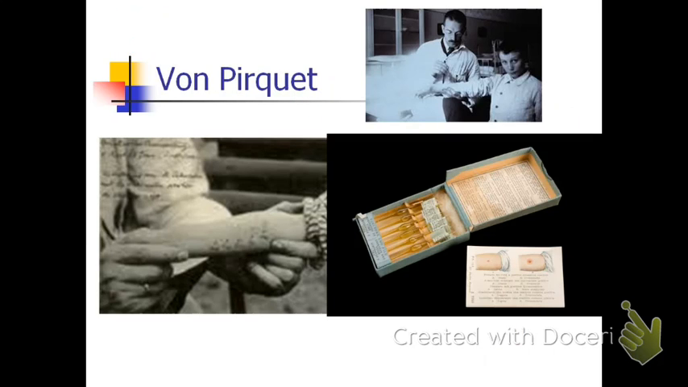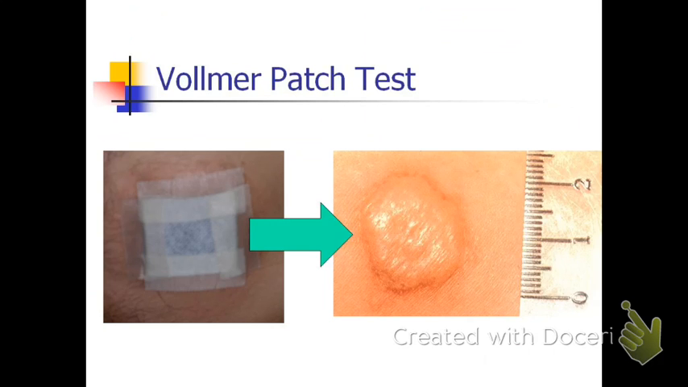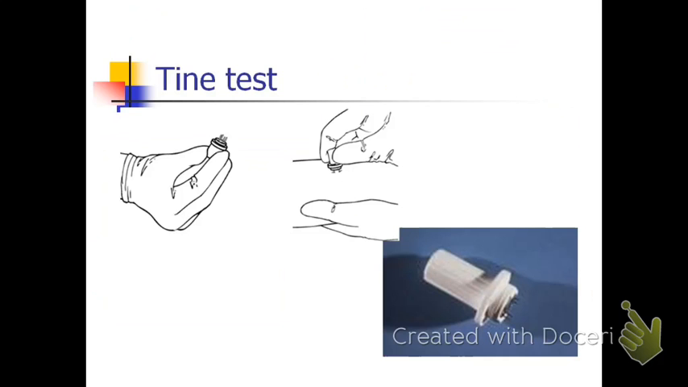So, this is a Von Pirquet test. The same positive result. Then the Vollmer patch test, a gauze or a tape is placed. Then you see the result 24 to 48 hours after. Then the tine test. The tine test here is a multi-prong inoculation, which means that there are several sharp ends here, and it will be inoculated into the patient. So the same result as the Mantoux test.